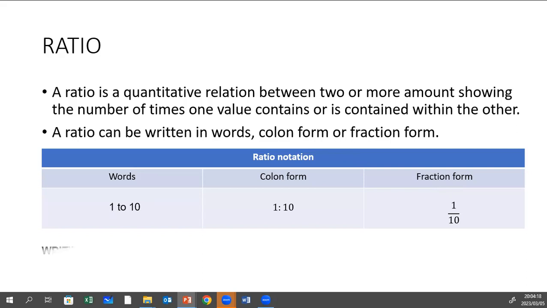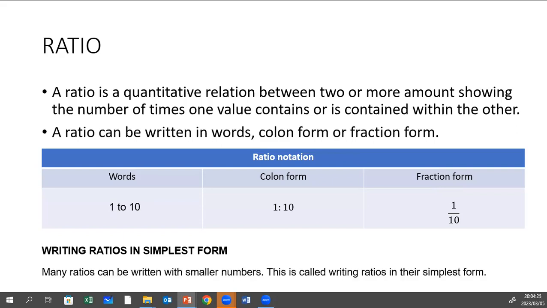A ratio, however, can be simplified. Many ratios can be written with smaller numbers. When you simplify a ratio, you're simply writing it in smaller numbers. This is called writing ratios in simplest form.